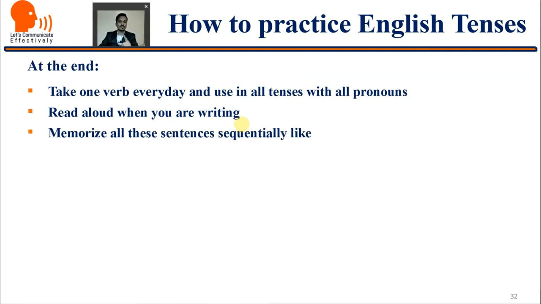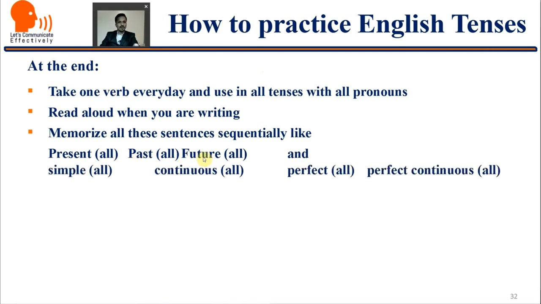So first, one verb every day in all tenses, reading aloud when you are writing that. Third, memorize all these sentences sequentially, like, as I told you, vertical and horizontal, right? Present all, right? Simple present, continuous present, perfect continuous present. Same with past and future. And you can use either vertical or horizontal. Simple all: simple past, simple future, simple present, continuous present, continuous past, continuous future, and so on.